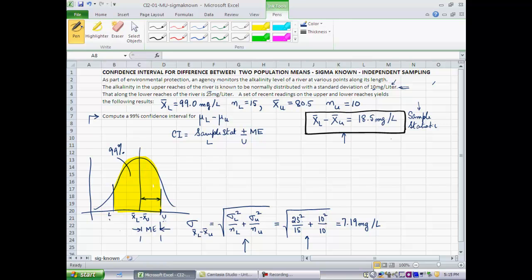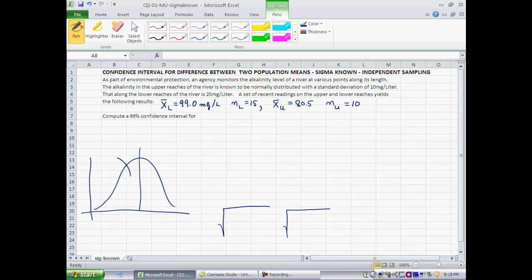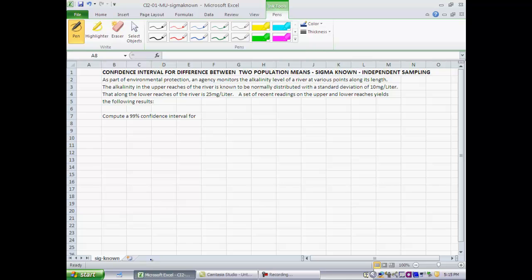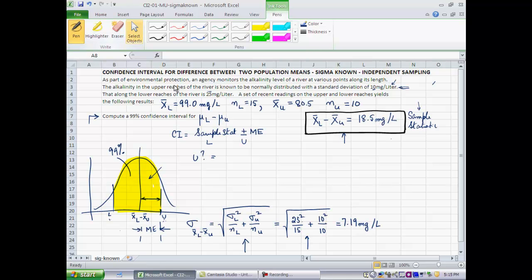The next step is to compute a margin of error in standard deviations. So this yellow shaded area that we have here has to be 99%, because that is the portion between the upper limit and the lower limit. You can see the way we have drawn the upper and lower limit. The upper limit is the sample statistic plus the margin of error. The lower limit is the sample statistic minus the margin of error. So what should U be? That's essentially what we're trying to find. And you know that we have to use the NORM.S.INV built-in function to do that. So let's try.